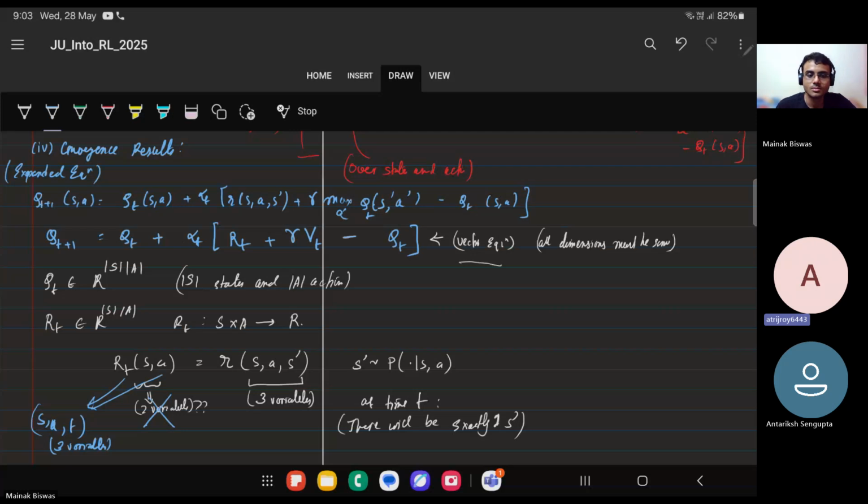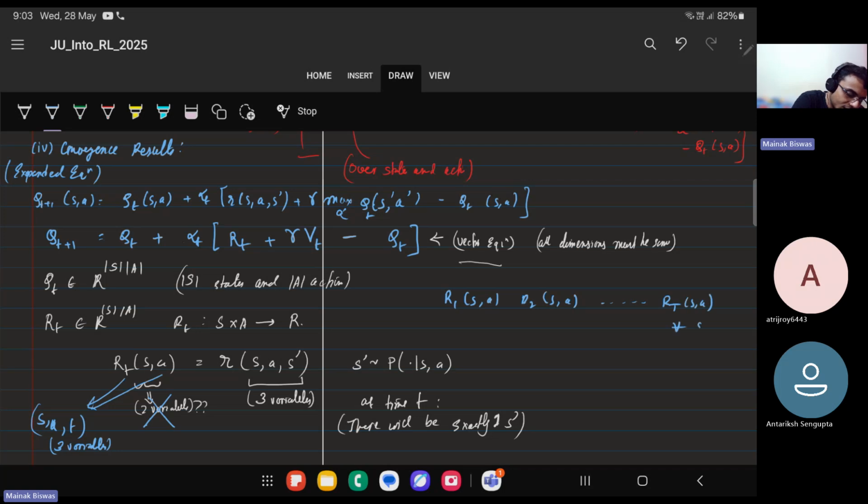So RT will be probabilistic, meaning that at different times we will get different S dash means. At different times, you will get different RT. So you will have R1 of S comma A, R2 of S comma A, dot dot dot, RT of S comma A for all S and A. And this will be just S1, A1, S1 dash, S2, A2, S2 dash, and so on. Okay.